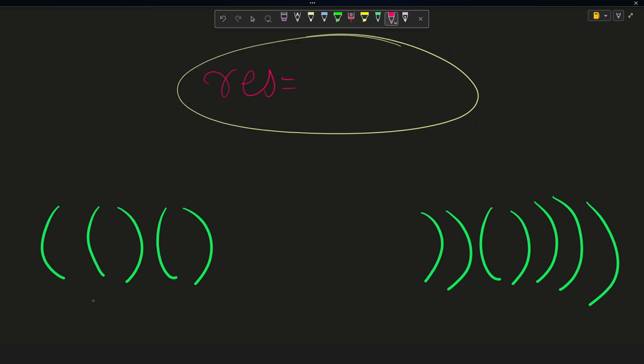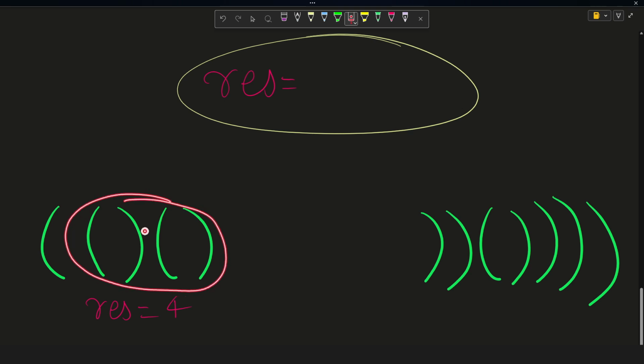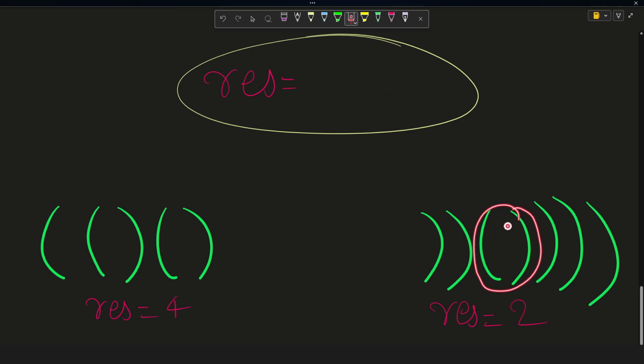So now it is clearly visible to us that the result value for this range is what? It is equal to 4. And it will comprise of these 4 brackets because this is forming a correct bracket subsequence, right? Similarly, if we look in this range, then what will be the value of result? It will be equal to nothing but 2 only, because these two brackets will only form a valid pair and others will remain as it is, right?